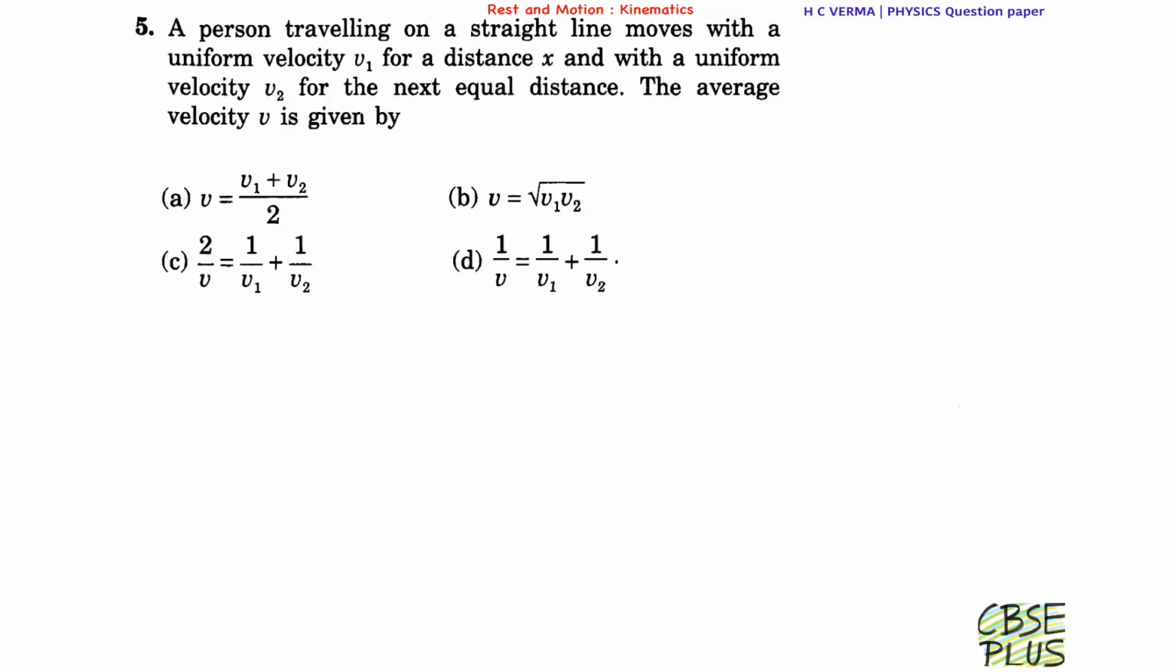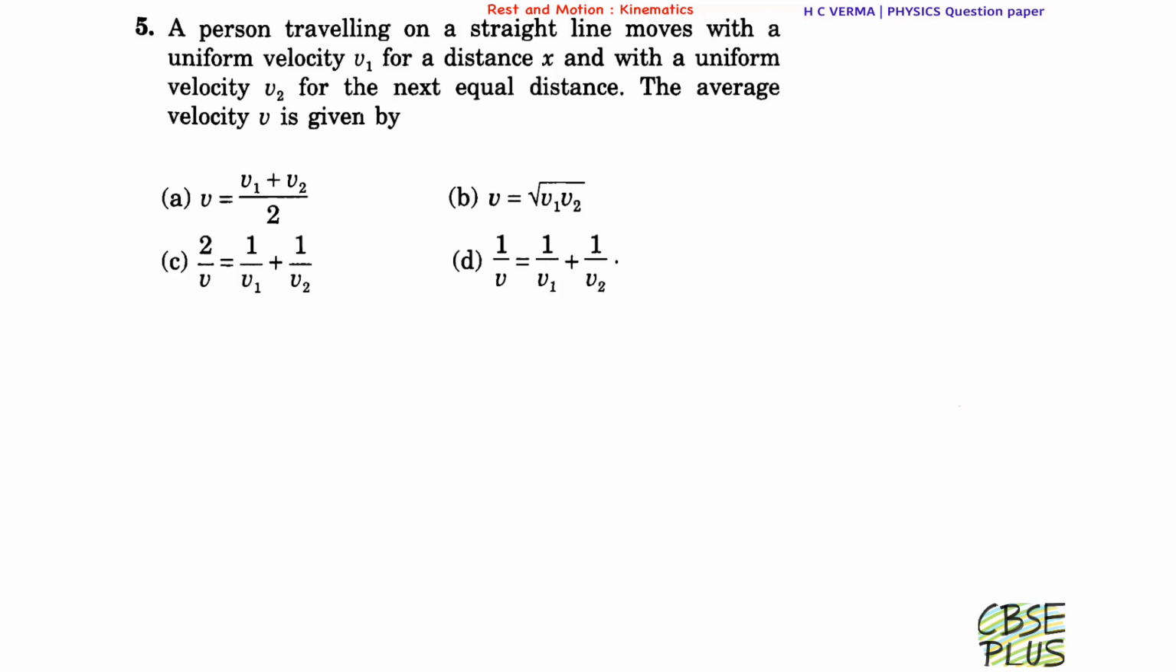Hi students, in question number 5 we have the same question. We have to find out the average velocity. I'll just read out the question. A person traveling on a straight line moves with a uniform velocity v1 for a distance x and with a uniform velocity v2 for the next equal distance. The average velocity v is given by.